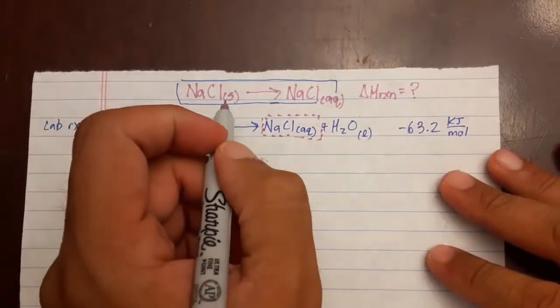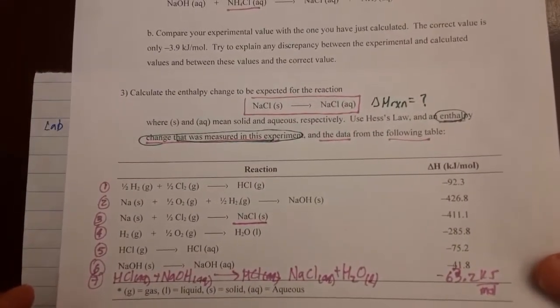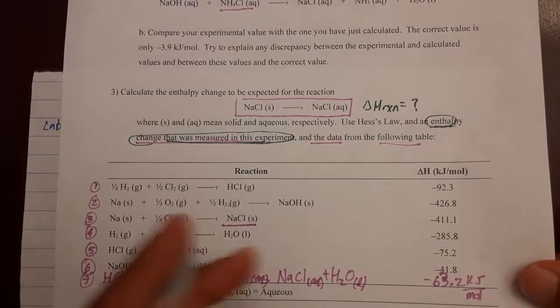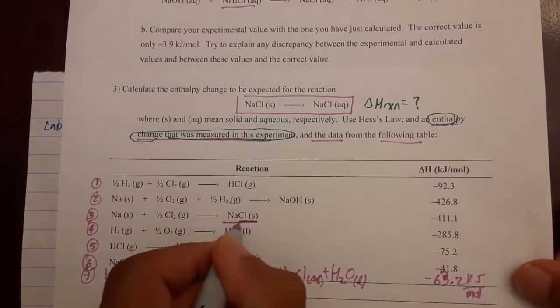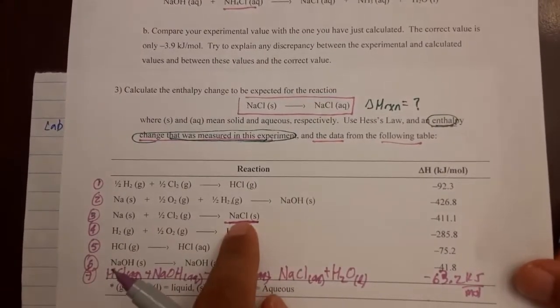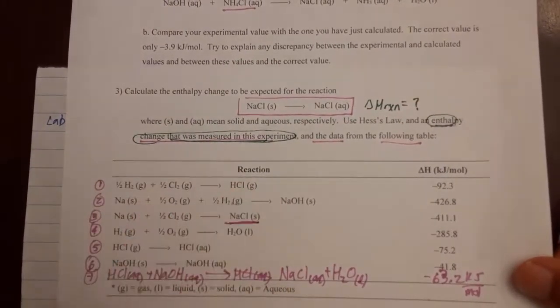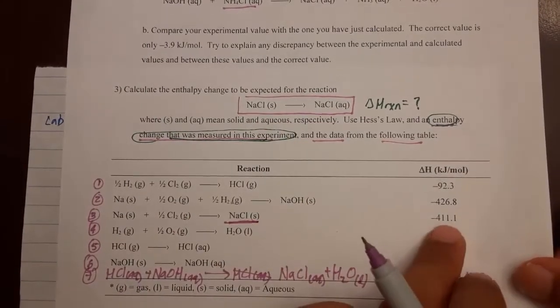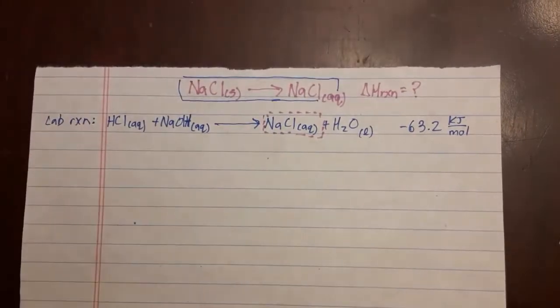So NaCl solid, let's look at our table here. Where can we find that? That's going to be reaction 3, but you notice in reaction 3 the NaCl solid is on the product side. So let's flip it to get it on the reactant side. And remember, when we flip a reaction, we flip the sign. So we have our lab reaction. Now let's also add to it reaction 3.